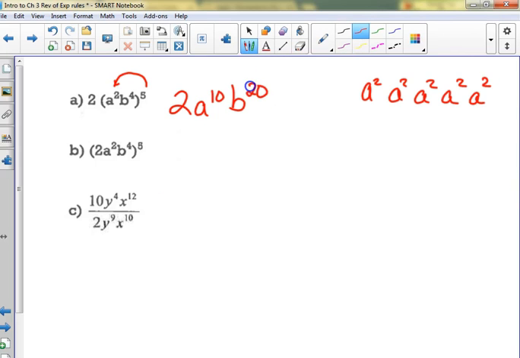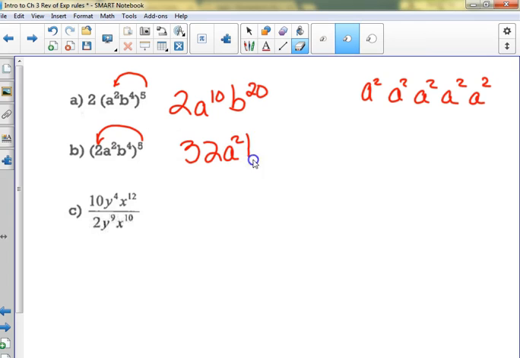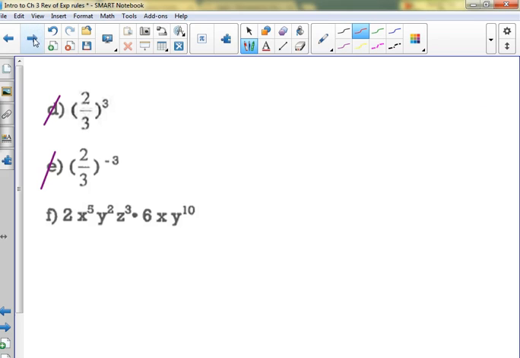What's different on this one is that it is also 2 to the 5th. What's 2 to the 5th? Oh, no, that's wrong. I wrote it wrong. It's still a to the 10th, b to the 20th, right? Okay. I'm skipping and leaving some for you to do.